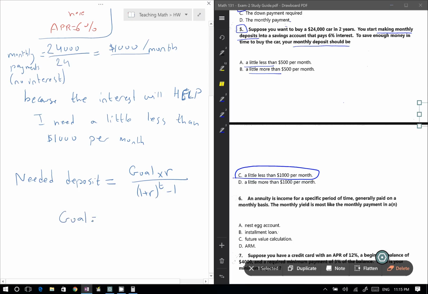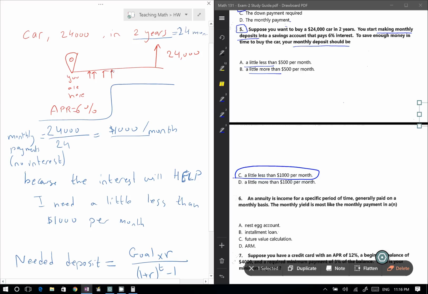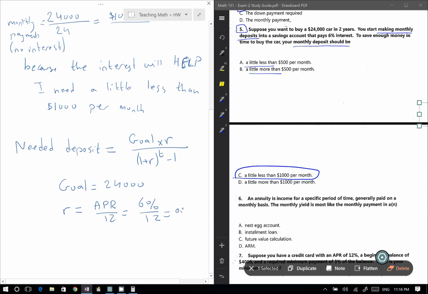My goal is to save 24,000. My r is equal to APR divided by 12. 6% divided by 12. Remember, this is what we were given. So that's 0.5%, that's 0.005. And the t, number of terms, is 24 months.